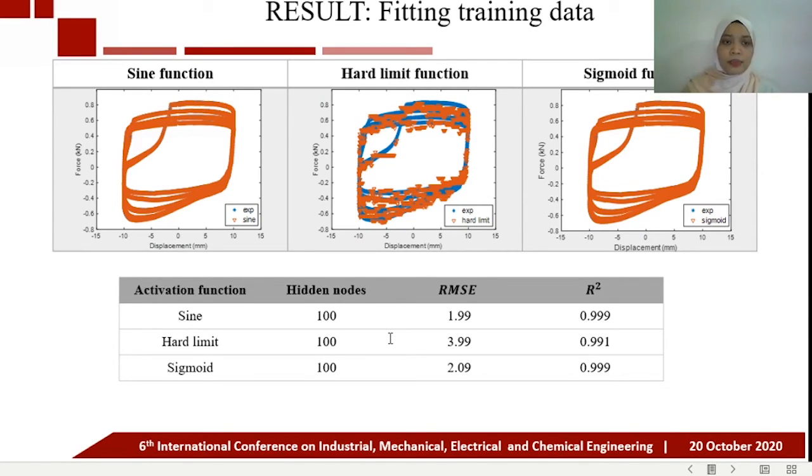Besides, a table is provided to represent the modeling performance using two performance indexes: root mean square error, which is RMSE, and coefficient of determination, which is R square. As stated in the table, the RMSE between the sine function and sigmoid function has only a little difference, but still, the sine function has performed better among the other activation functions. However, to validate this model, unlearned data need to be used to observe the generalization of the model.